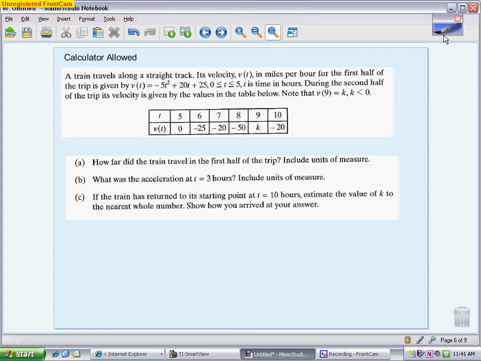Part A wants to know how far the train traveled in the first half of the trip. The idea is that we are going to integrate to accumulate. If we integrate velocity, we will get distance traveled.